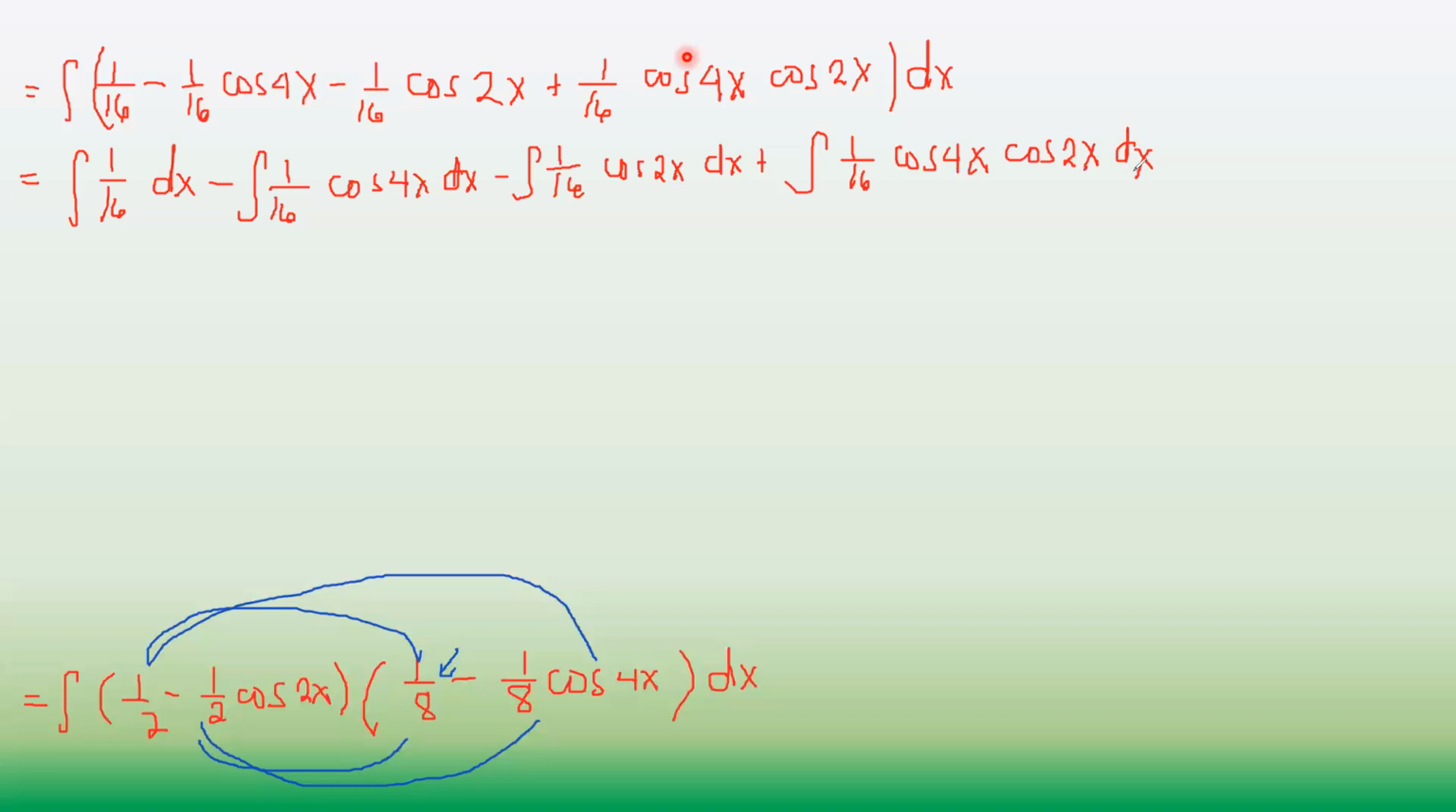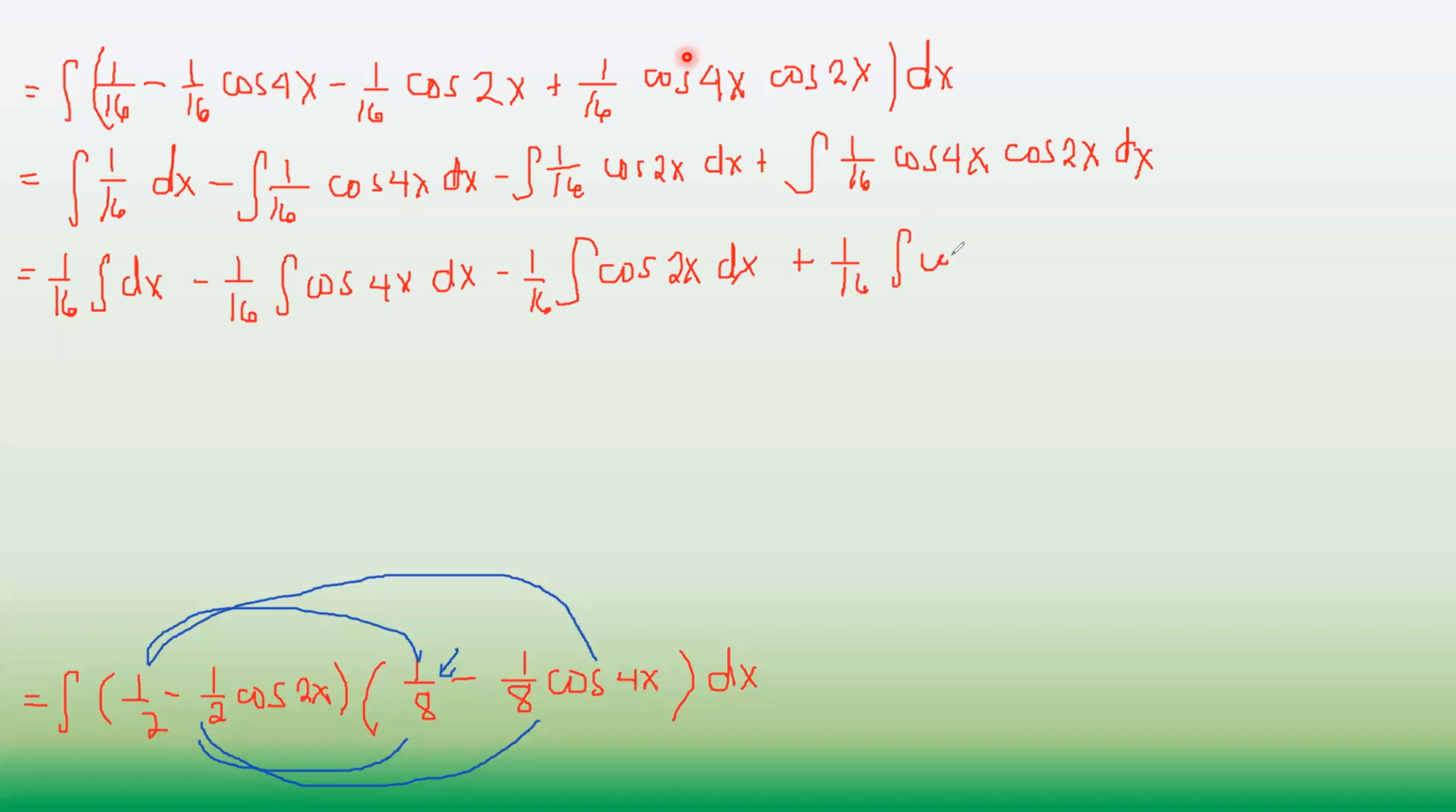Okay, so iyan. Ngayon, labas ko na lahat ng constant. Labas natin. So we have 1/16 dx minus 1/16 integral of cosine 4x dx, minus 1/16 integral of cosine 2x dx, plus 1/16 integral of cosine 4x cosine 2x dx.